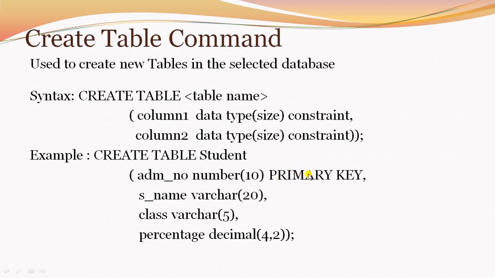There are very many constraints. Basically 3 constraints are commonly used in MySQL, not all of them are used, but the most common 3 constraints will be discussed in the next slide. Now S name, student name, varchar, that means student name is always a character set, which is why I'm keeping it as a character set. Class also I'm keeping as a character set, and percentage for the student I'm keeping as decimal. We have float, I can keep it float, I can keep it number, whatever you like. I just made it like that.